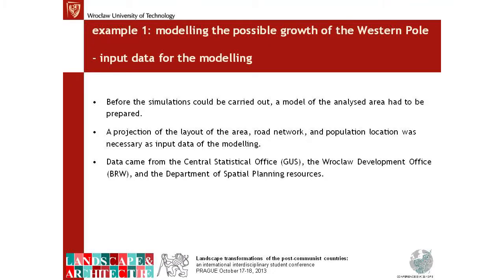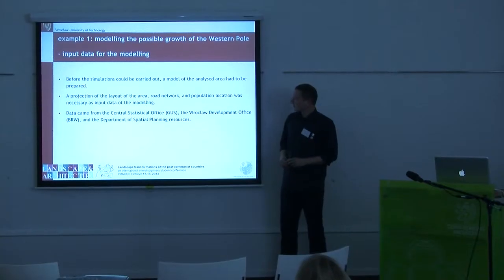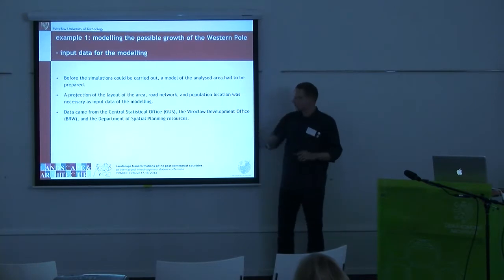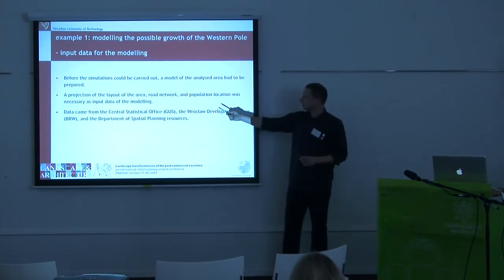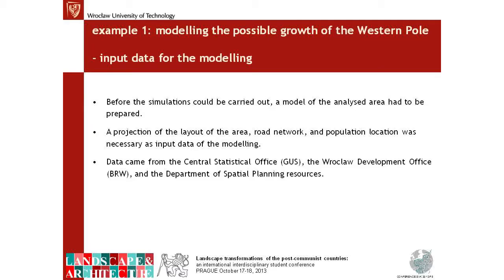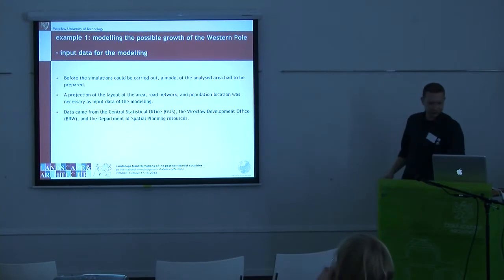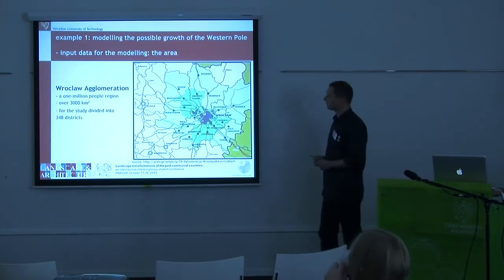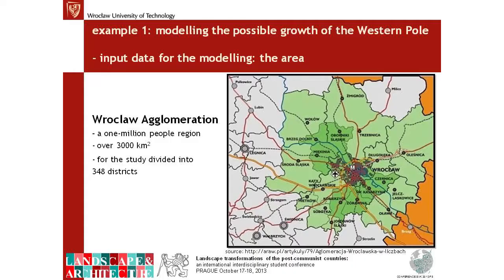So, about the input data that we need for the modeling. A model of the analyzed area had to be prepared. You will see it in a second. A projection of the layout of the area, the road network, and the population quantities of the locations when necessary. And the data we got from the Central Statistical Office, the Wrocław Development Office, and the Department of Spatial, from our own resources. This is the Wrocław agglomeration, roughly a 1 million people region of over 3,000 square kilometers.